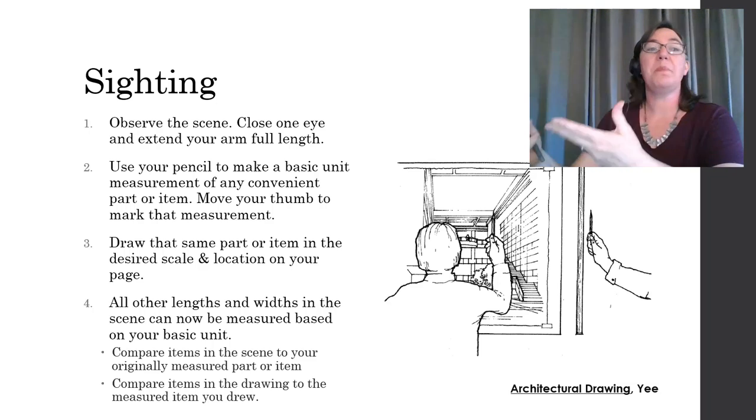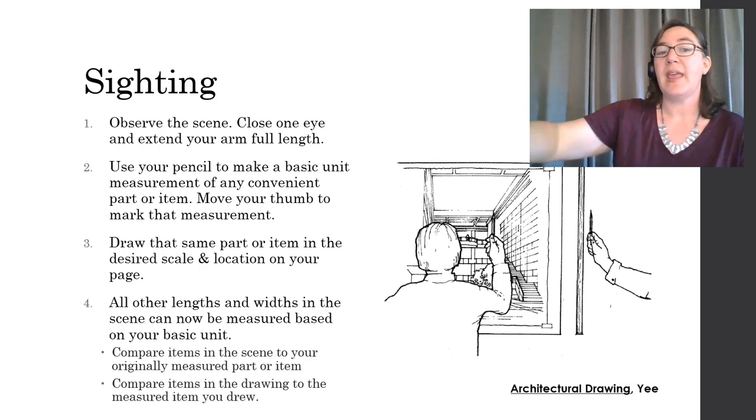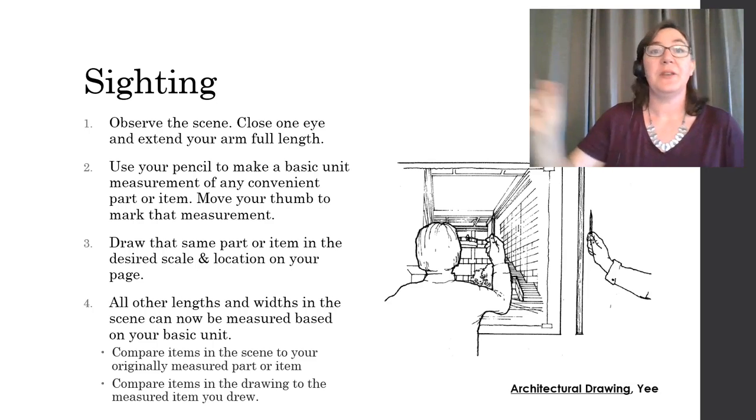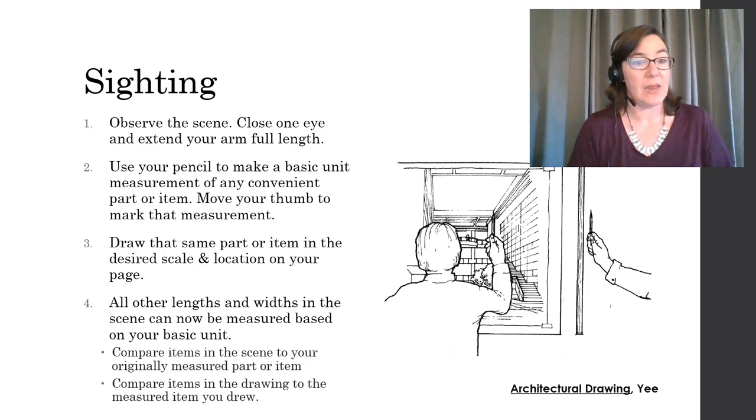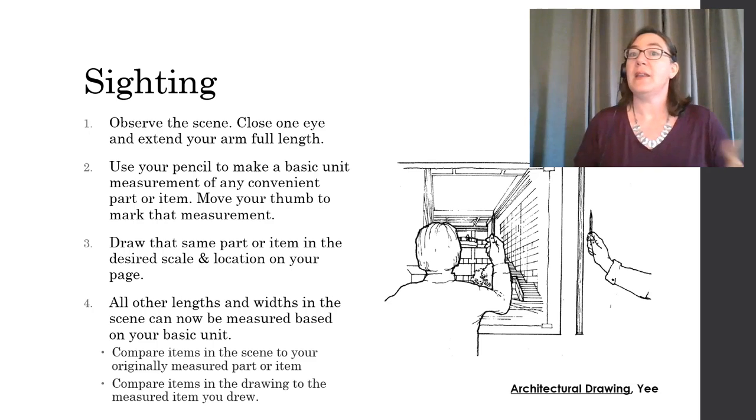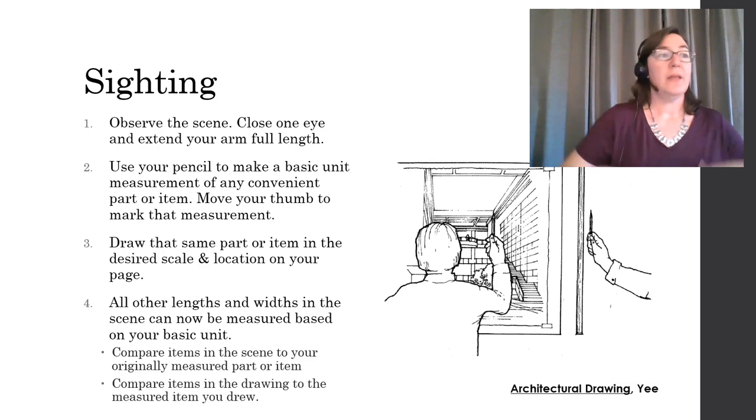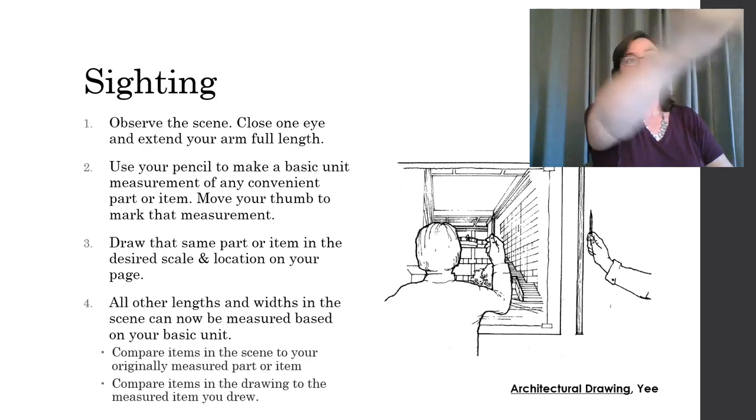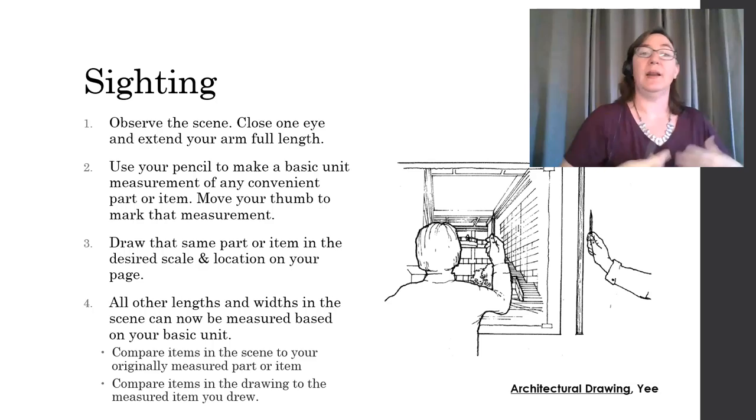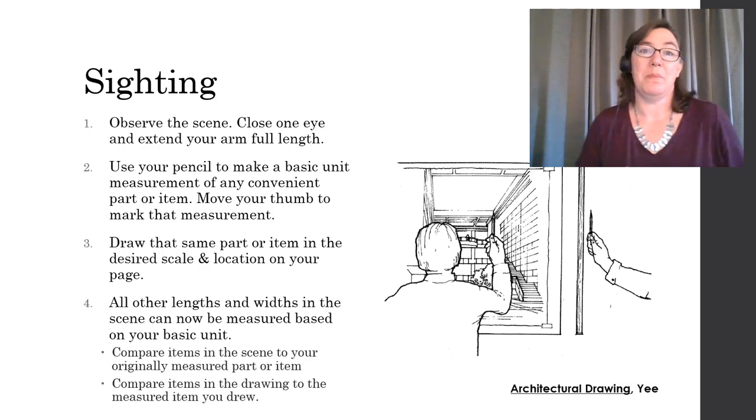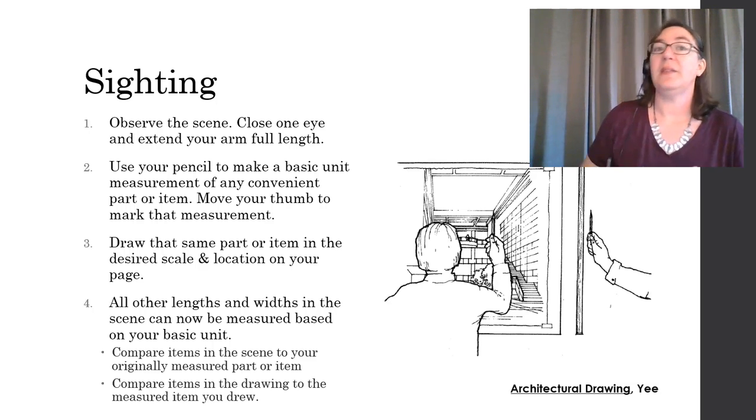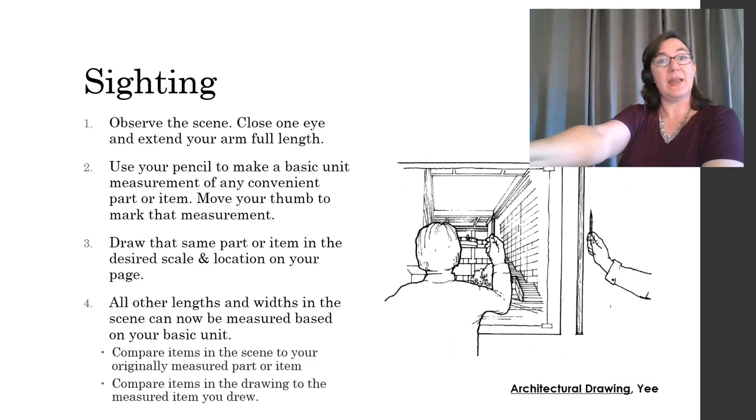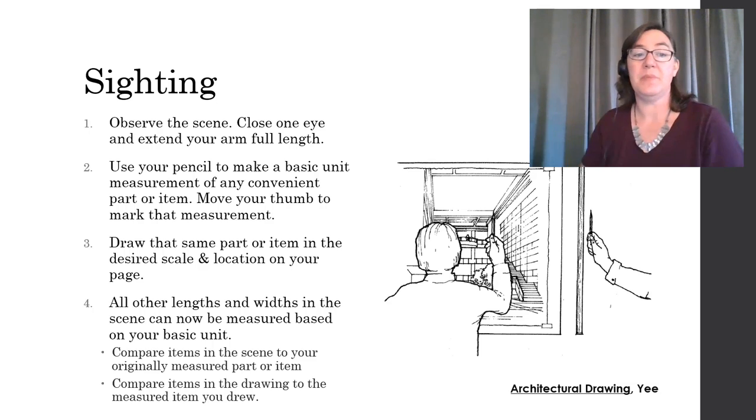Next, over on your paper, you will draw that same item, whatever you chose for your basic unit, at the desired scale and location on your page. Then you can continue your drawing. So everything that you see around you, you can measure compared to that basic unit. Is the new item a little bit bigger? Is it twice as big? Is it half as big? And then you come over to your page and you measure based on the item that you have drawn.